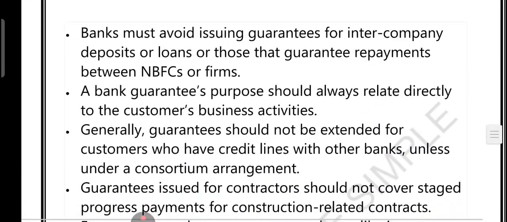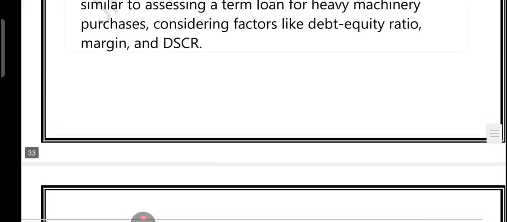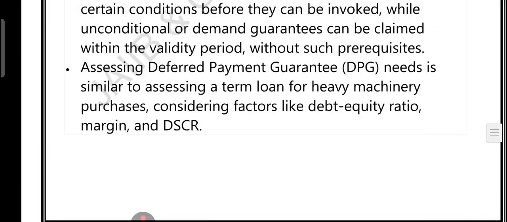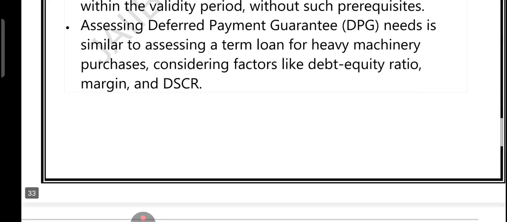If we want to assess a DPG, that is the deferred payment guarantee, how to assess it? You should check the DER, you should check the margin, and you should check the DSCR. After all of these checks, you can assess the DPG.